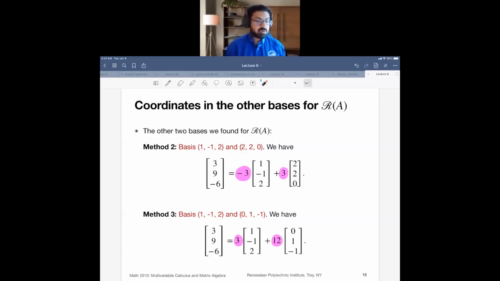Okay, questions about this? Questions about how you find the coordinates for a given basis? You just need to be able to express it as a linear combination. Some amount of this, some amount of that. What are those amounts of the basis vectors? That will tell you the coordinates. You're going to have different coordinates for different bases. So, coordinates in the other basis for the range of A.